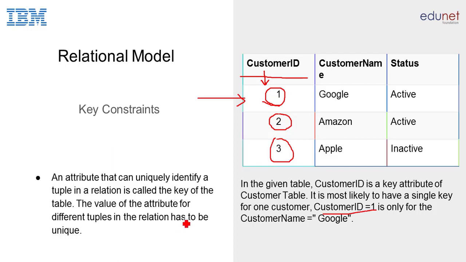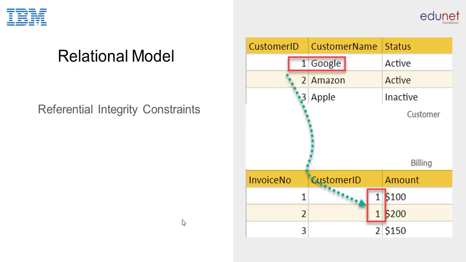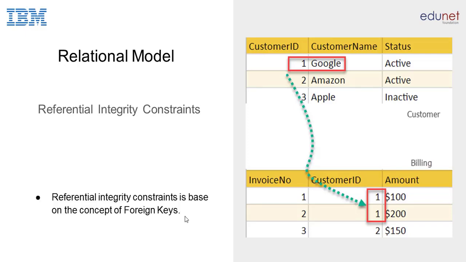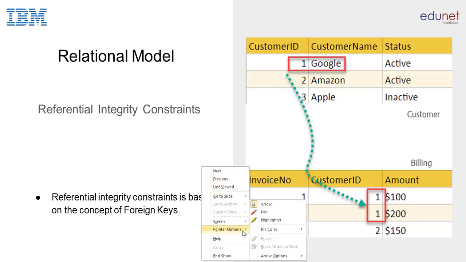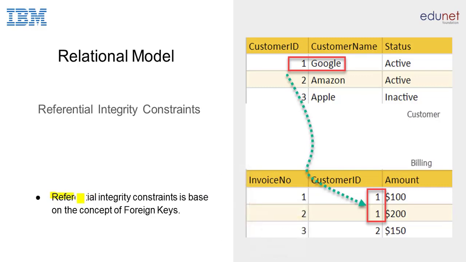Now, next, understanding the referential integrity constraint. So, first, let's start with the referential integrity constraint. The referential integrity constraint is the basis of the concept of foreign key. Let's understand what the referential integrity constraint is and what a foreign key is.